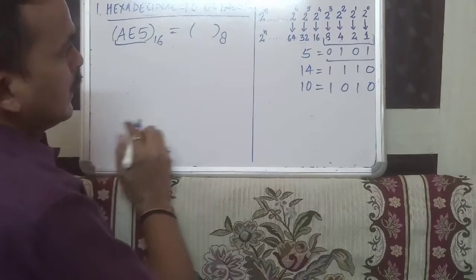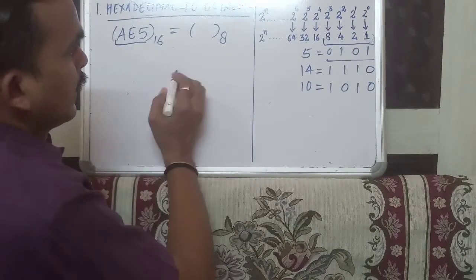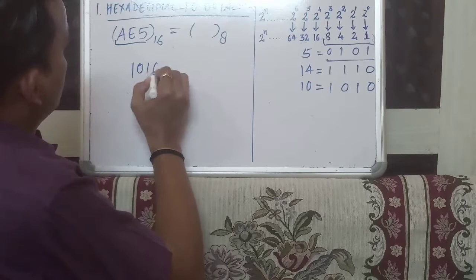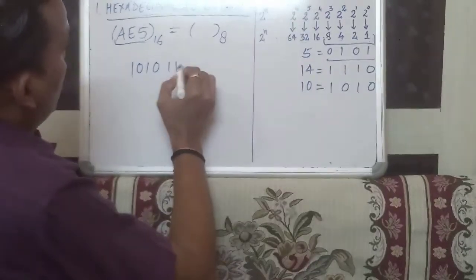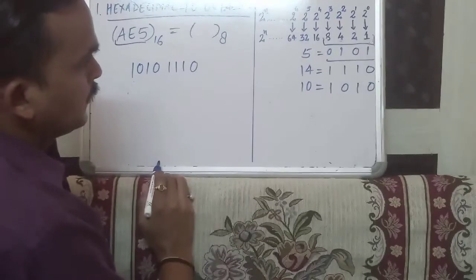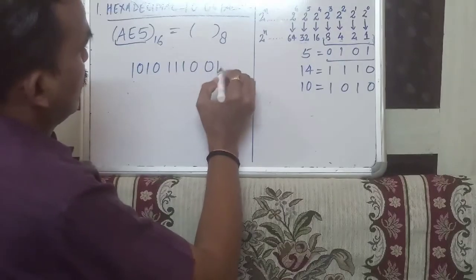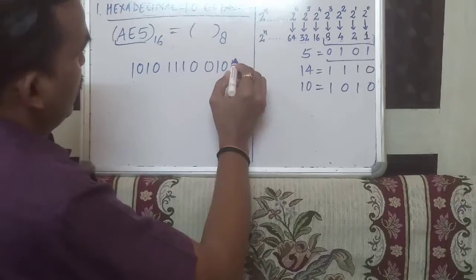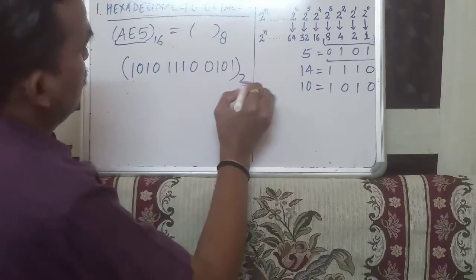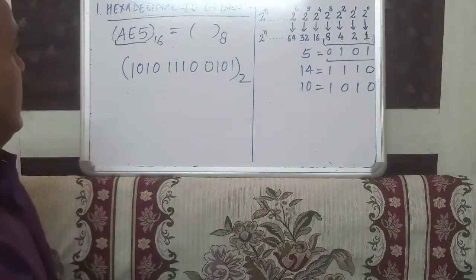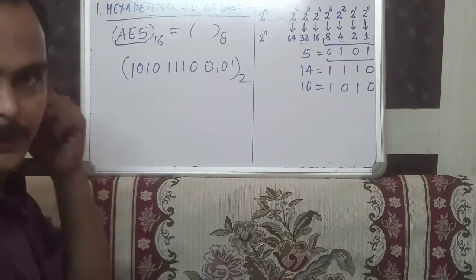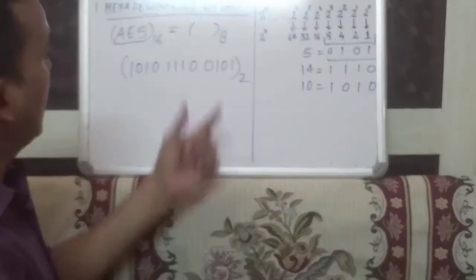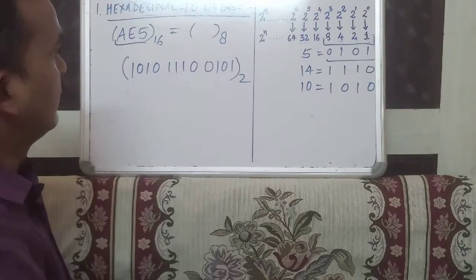So now we have found the number. The number is 1010, that is A, 1110, that is E, and 0101, that is 5, and this whole is a binary number. So first we have found the binary value of the hexadecimal. Now we have to calculate the octal number of this binary value.